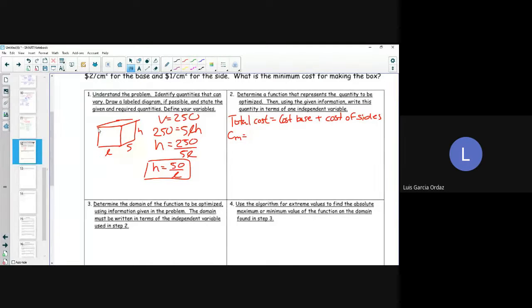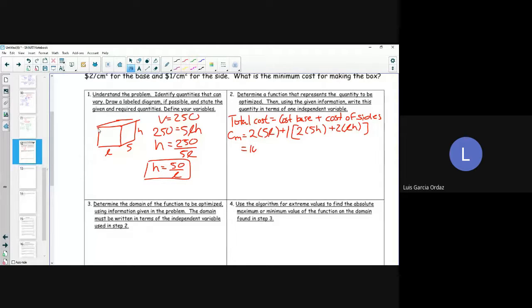Okay, so we have 2 times 5L plus the cost of my base, which is times 1. And what are the costs? What are my sides? What are the dimensions of my sides? And how many of each do I have? So I have 2 times 5h plus 2 times L times h.